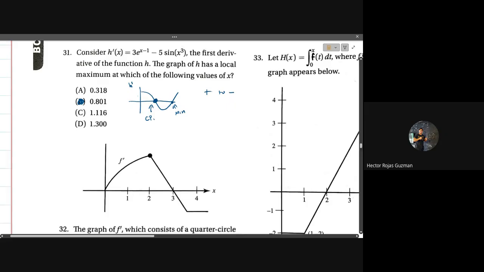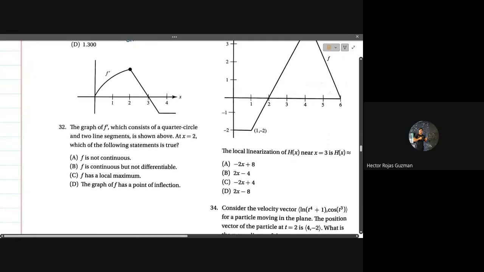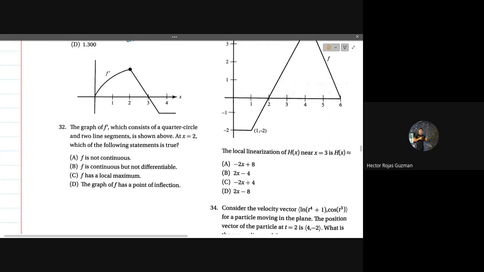Okay. 32. The graph of f prime has a quarter circle and 2 line segments. At x equals 2, I'm going to reemphasize that, at x equals 2, which statement is true. So, again, this is a derivative.